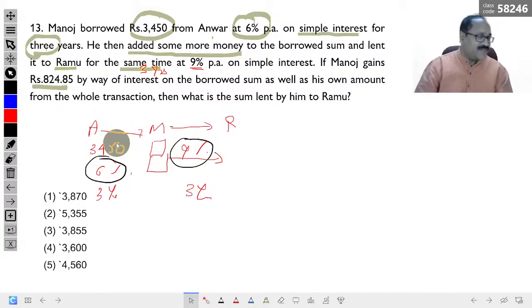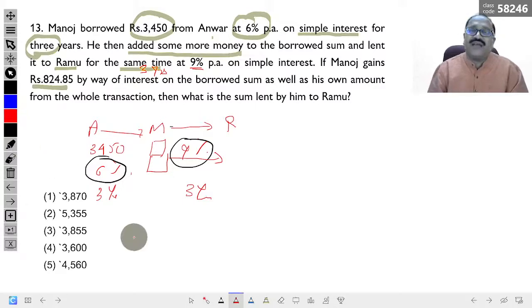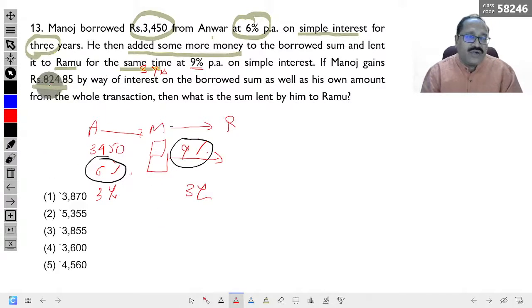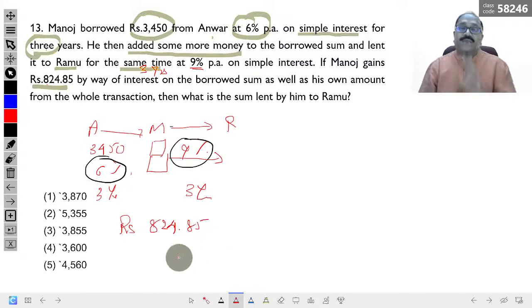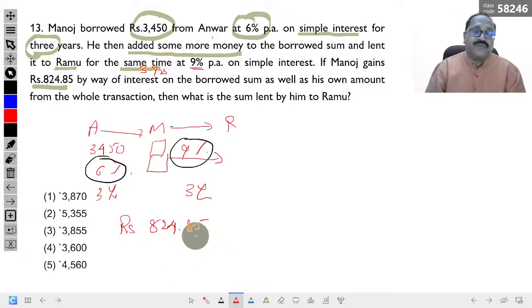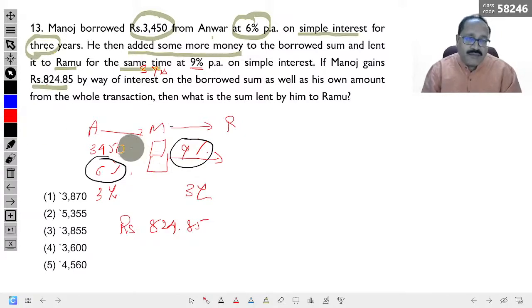Vidisha and Amarpana, very good evening, Amarpana. See what a beautiful answer he gave to the question. I know he got a profit of rupees 8,824.85, and the profit will come from two parts. One, he borrowed rupees 3,450.